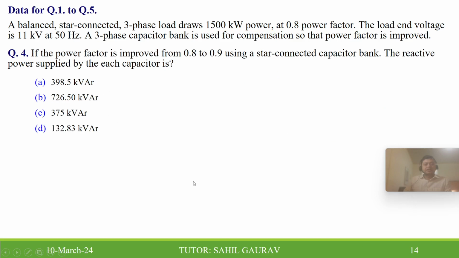Now let us move to the next problem. It says that if the power factor is improved from 0.8 to 0.9 using a star connected capacitor bank, the reactive power supplied by each capacitor is. So here again be cautious. It is not the reactive power supplied by the capacitor bank. It is supplied by each capacitor.